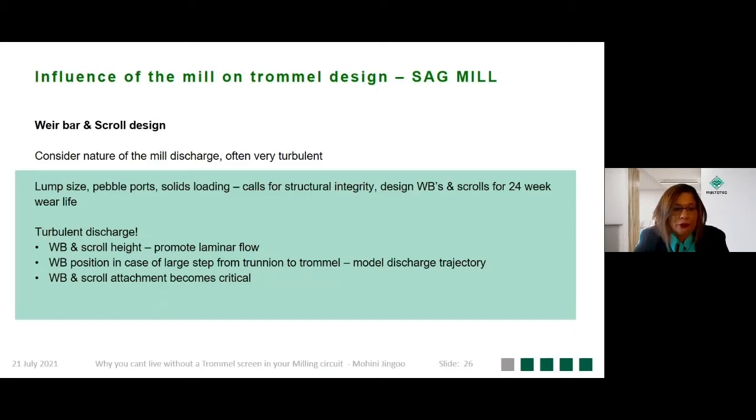a 24-week wear life. Because the discharge is turbulent, the wear bar and the scroll height, we as Multotec need to promote a laminar flow. We also need to look at the wear bar in position in case of a large step from the trunnion to trommel. This I will show you in the next slide. So then Multotec needs to model the discharge trajectory. The wear bar and the scroll attachment become absolutely critical in these applications.